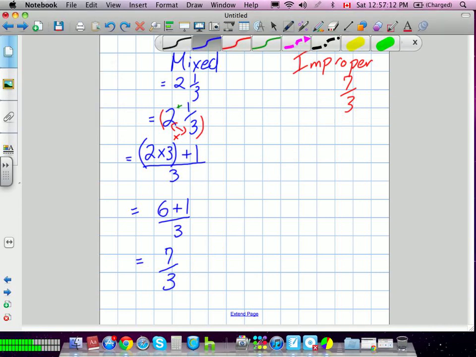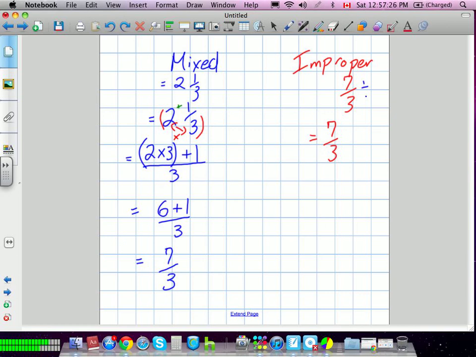Now we're going to change our improper fraction to a mixed number. What I need you to realize is that 7 over 3 actually means divided by. That line there means divided by. So this means division. It's saying 7 divided by 3. So we're going to set this up into a long division. I put 7 under our division sign, divided by 3. Now, how many times does 3 go into the number 7?